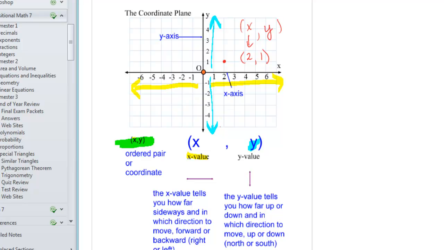That means I have moved over 2 in the positive direction starting at 0. Here's 0, 1, 2 in the positive direction on my x-axis, and I've moved up 1 in the positive direction on my y-axis. Where those two come together is my point, ordered pair, or coordinate, however you want to think about it: 2, 1.